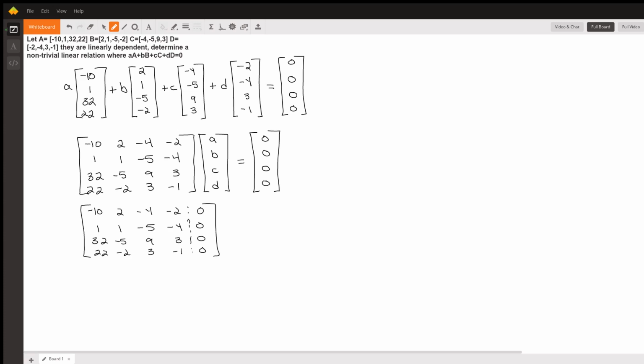And so what we're going to do is take this matrix and put it into row echelon form.